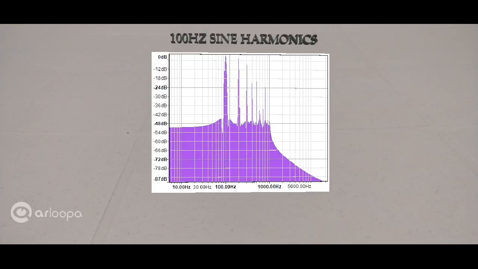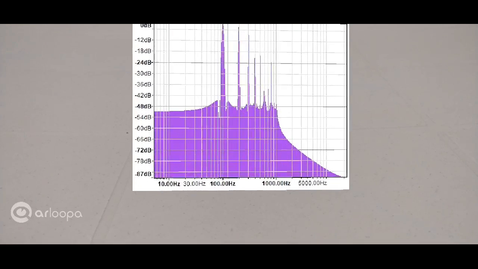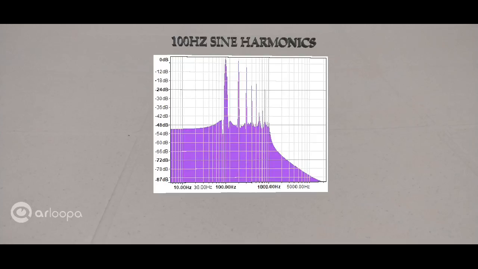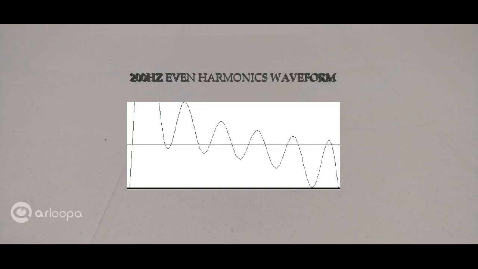Here's a spectrograph of 100 Hertz and its harmonics. The fundamental frequency here is 100 Hertz, followed by the harmonics, which are all harmonics: 200, 300, 400, all the way up to 1000 Hertz.